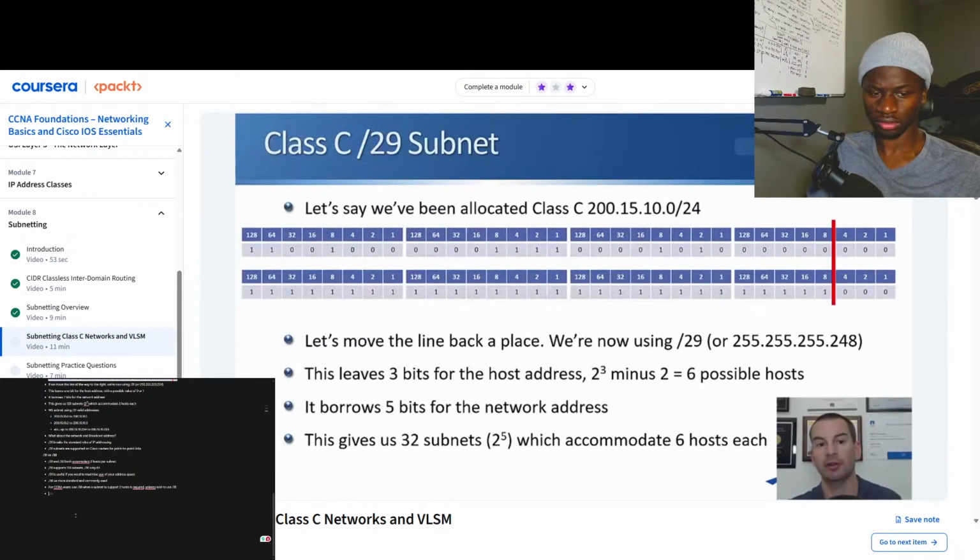Okay, so we covered a /30 and a /31. Next up is a /29. So we're going to move the line back a space again. A /29 in dotted decimal is 255.255.255.